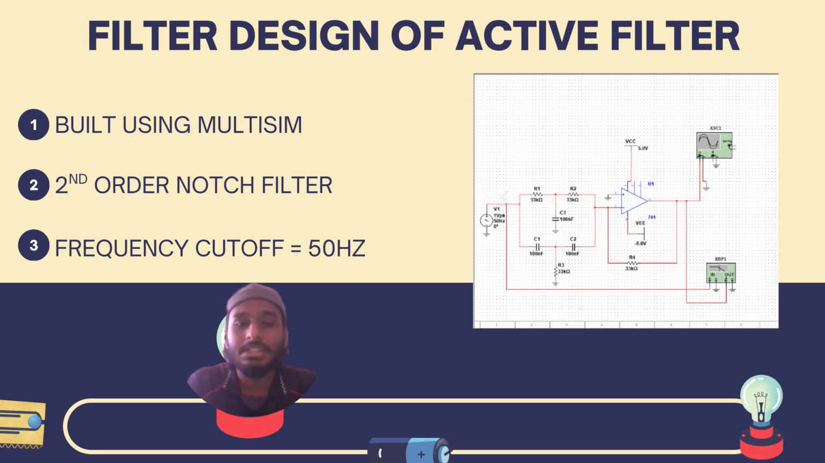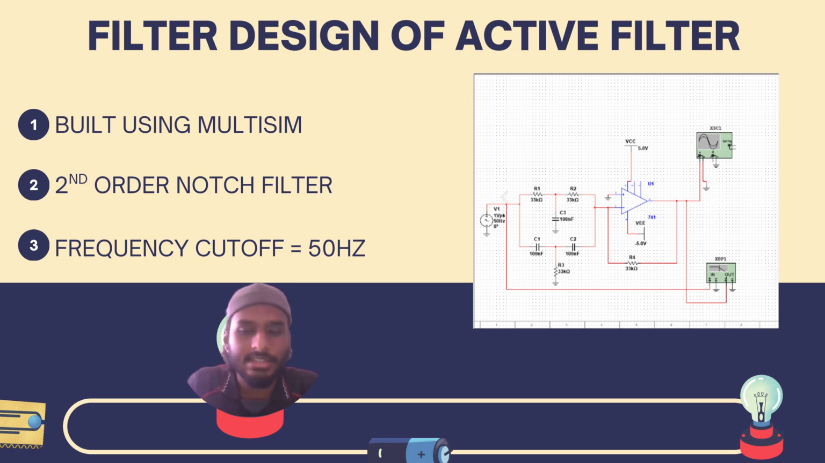Next, we are going to talk about the filter design of our active filter circuit. In Multisim, we successfully managed to build this circuit, which is the second order notch filter at the cutoff frequency of 50 Hz. In order to see clearer results, we are assuming that the resistors are all the same value, the capacitors are also the same, and the VCC and VEE are at 5.5 volts, and we are also adding a sine wave, which is an AC voltage of peak-to-peak voltage of 1 volt and 50 Hz.